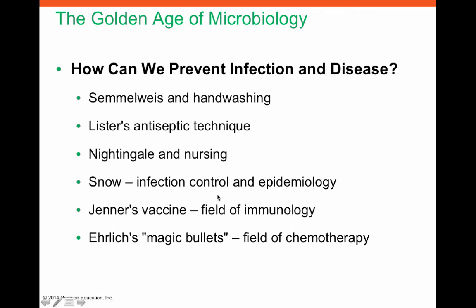Okay. Then, once we knew what caused diseases, bacteria, we wanted to know how to prevent them. So if we know what causes disease, can we prevent people getting it? And the key players in this epic of microbiology were Semmelweis, Joseph Lister, Florence Nightingale, John Snow, Edward Jenner, and Ehrlich. I forget his first name.